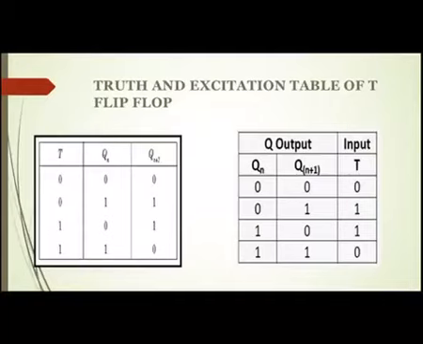And the excitation table is Q output, input Qn plus 1, T: 0 0 0, 0 1 1, 1 0 1, 1 1 0. This excitation table will be used for drawing a state transition table.